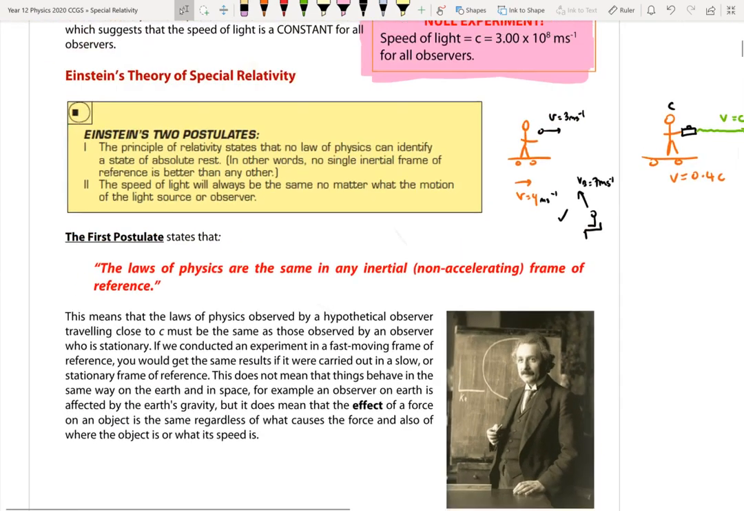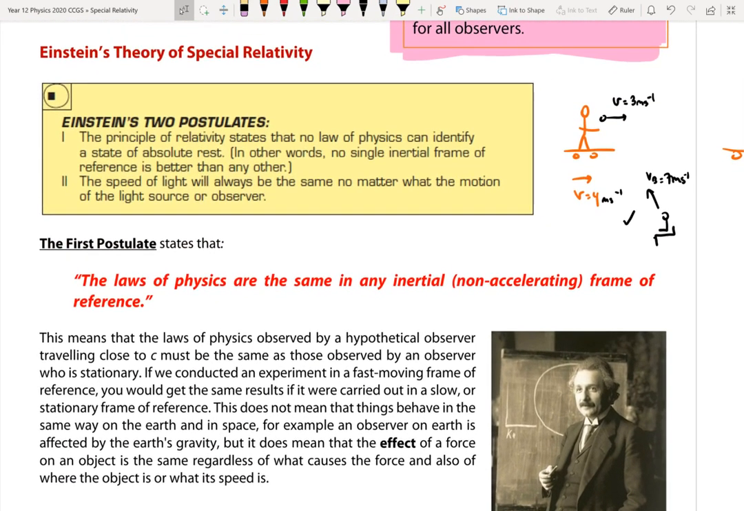This brings up his two postulates. Again, different textbooks have the two postulates written differently. You have to rote learn them, all right? Doesn't matter which one you rote learn as long as you write them down correctly. So the first one was the Galilean Relativity that says that no reference frame can be considered greater or truer than another, or no one can identify a reference frame that has absolute rest. All right. In other words, no single inertial frame of reference is better than another. That basically says that when you make your observations, yours are correct in your reference frame.